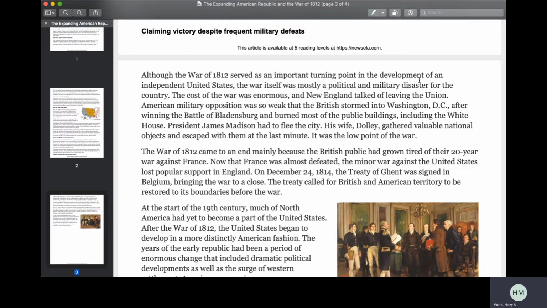American military opposition was so weak that the British stormed into Washington, D.C. after winning the Battle of Bladensburg and burned most of the public buildings, including the White House. President James Madison had to flee the city. His wife, Dolly, gathered valuable national objects and escaped with them at the last minute. It was the low point of the war.